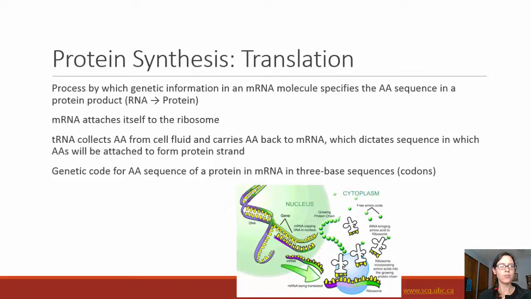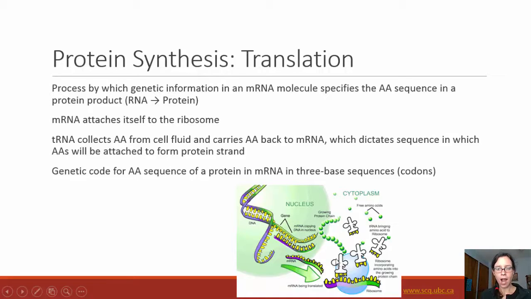Okay, now let's move on to translation, which is basically the translation of an RNA into a protein, or more specifically, the process by which an mRNA specifies the amino acid sequence to create a protein. This occurs when mRNA leaves the nucleus and attaches itself onto a ribosome. You can see here the mRNA leaving the nucleus and attaching onto a ribosome.